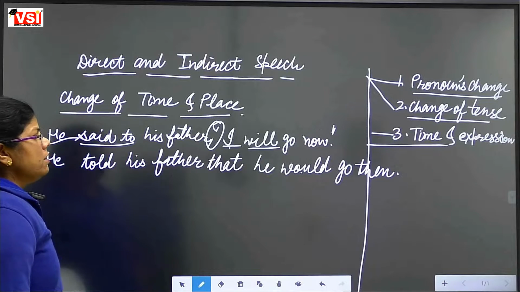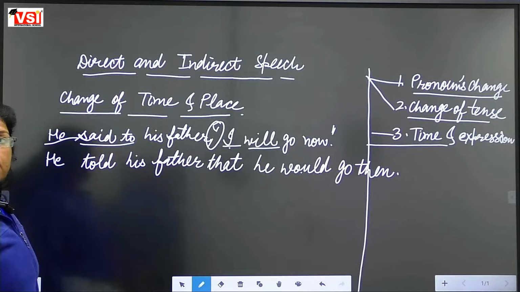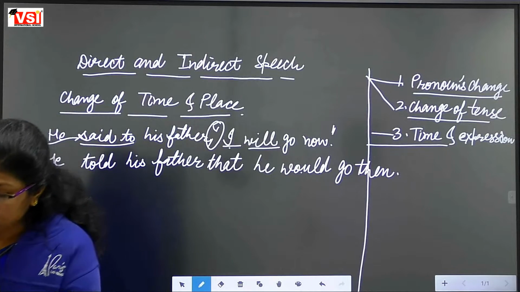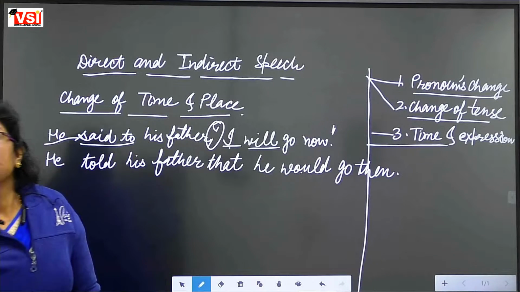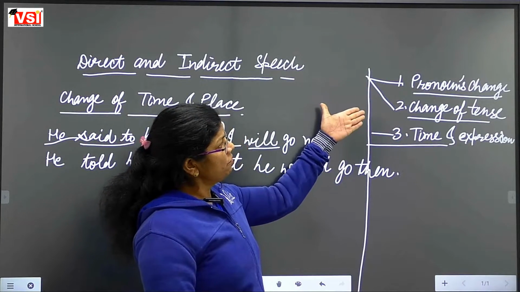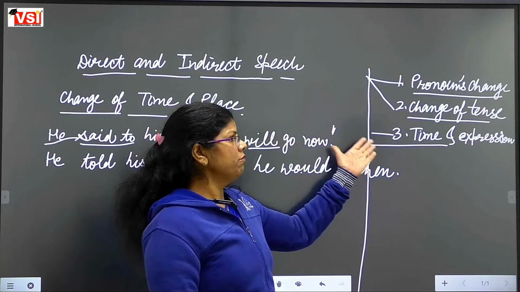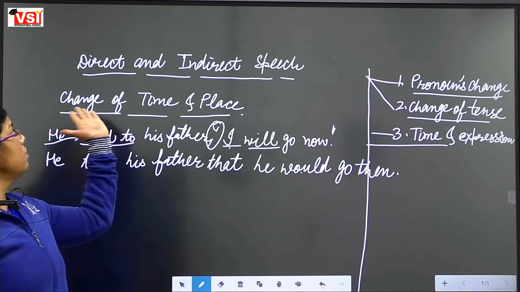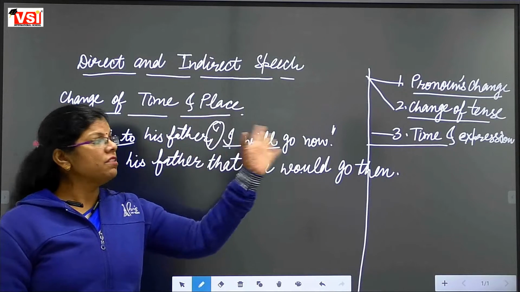Angel, you were late in class today. We were discussing the third kind of change that takes place in direct indirect speech. First kind of change was pronoun change. Second kind of change was change of tense. Third kind of change was time and expression change, or you can say change of time and place. That is the same thing.